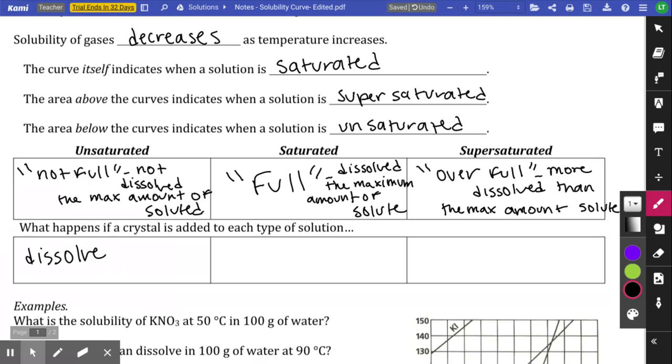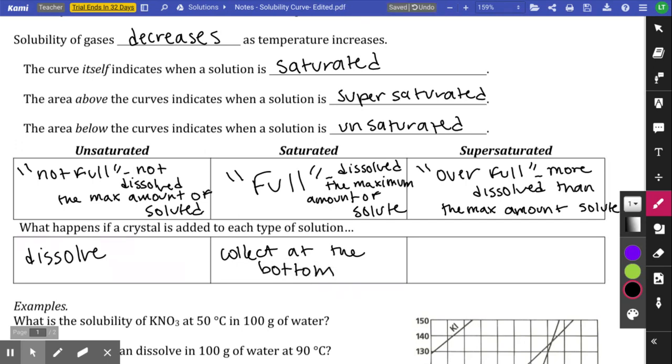All right, it should dissolve, no problem. And you'd be one step closer to having a saturated solution. Now then, an unsaturated solution will continue to dissolve until it becomes a saturated solution. Now then, with a saturated solution, if I add one more piece of that solute, it should collect at the bottom. It will not dissolve unless you manipulate it.